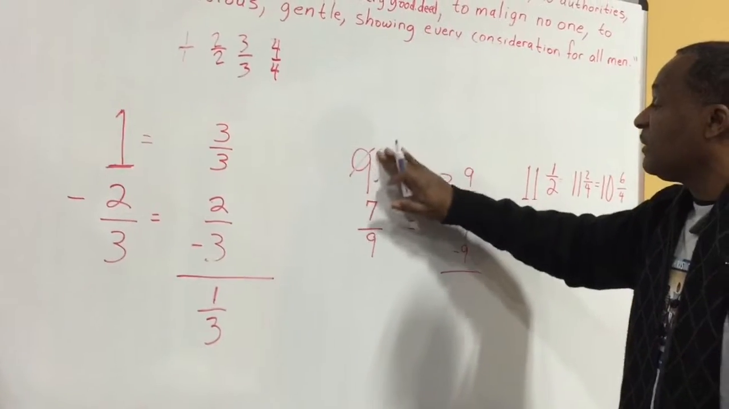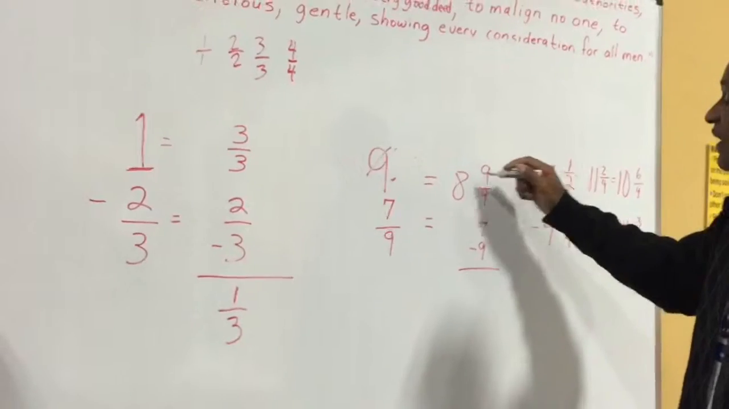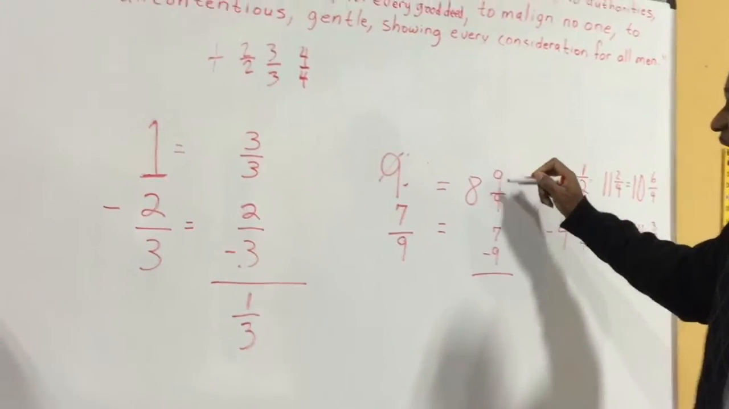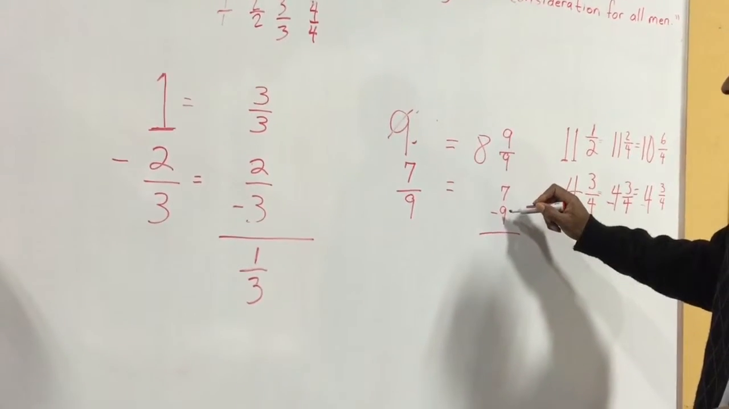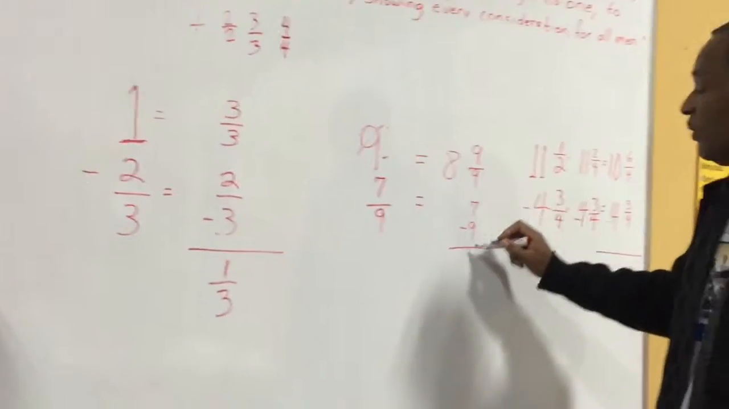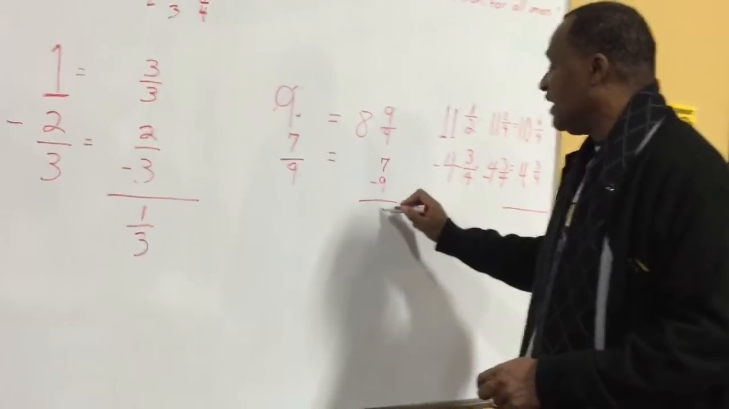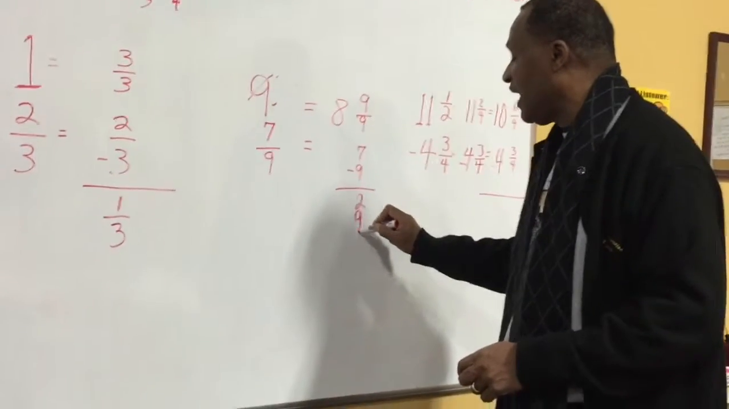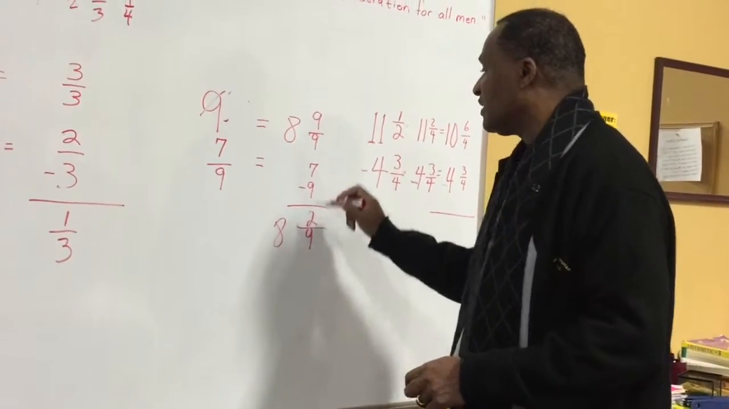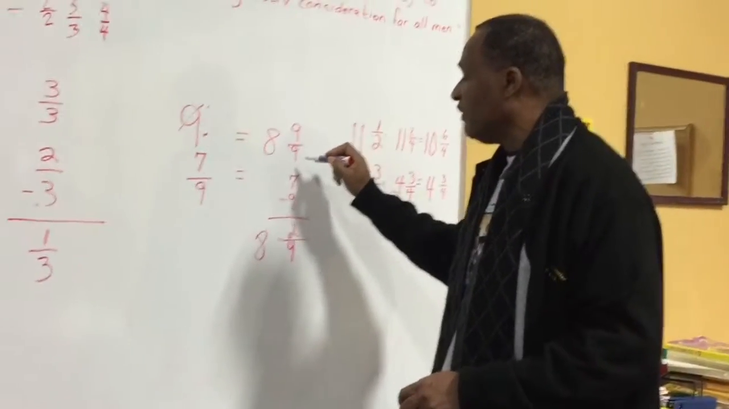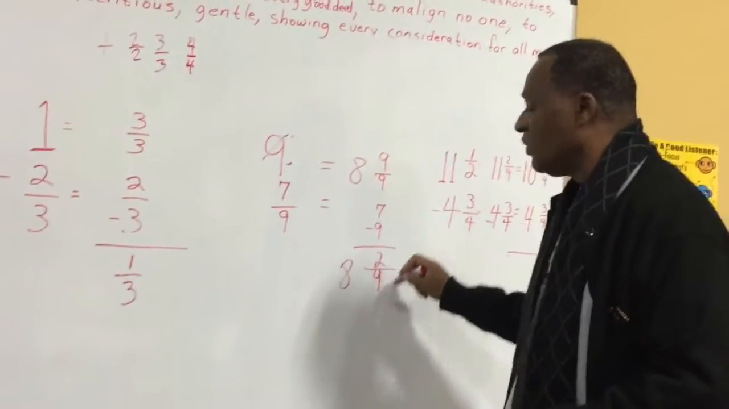Now, I've already done it over here. We've taken that 1 out of that 9, and that 1 became 9 over 9. 8 and 9 over 9 minus 7 and 7 over 9 ends up being, what do we have? 7 from 9 leaves 2, right? 2 over 9. We bring our 8 down here. So our answer is 8 and 2 over 9.